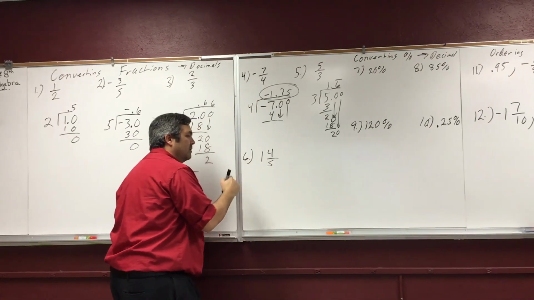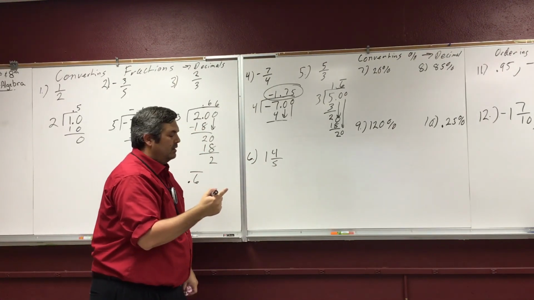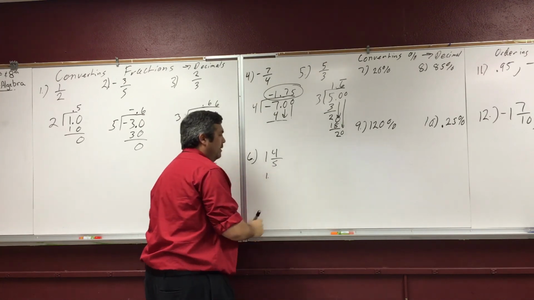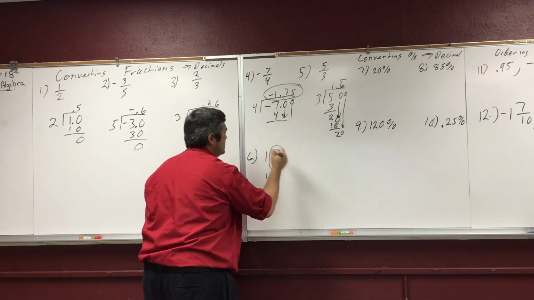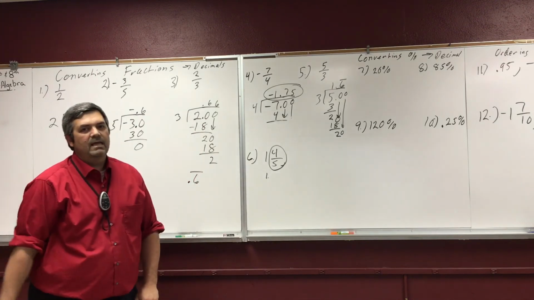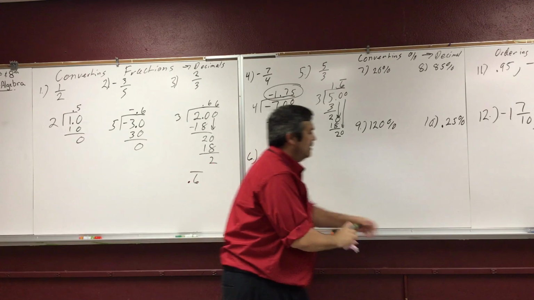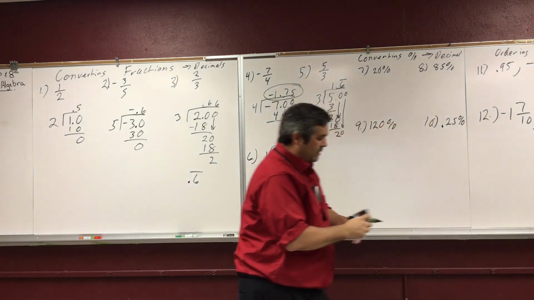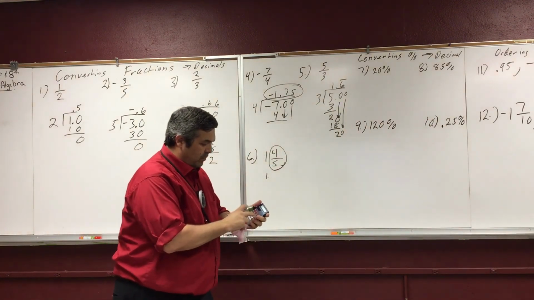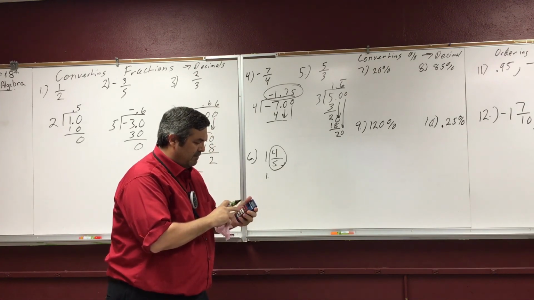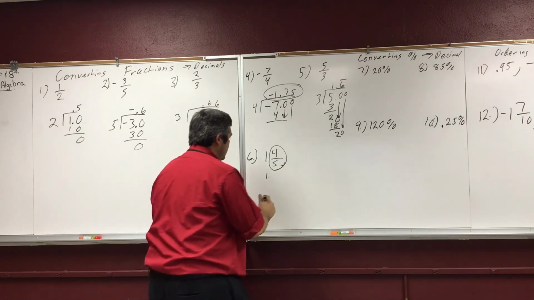When you're converting this to a decimal, this is your whole number, 1. Now just deal with this: divide 4 divided by 5. All I'm doing is taking my little calculator and going 4 divided by 5, and that should get you your answer. 4 divided by 5 gets you 0.8, so 1.8.